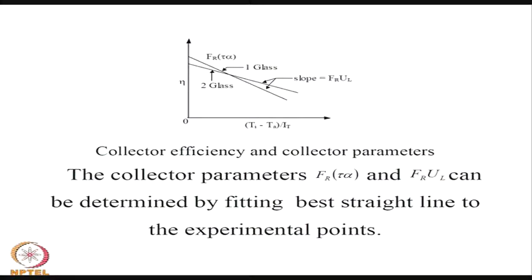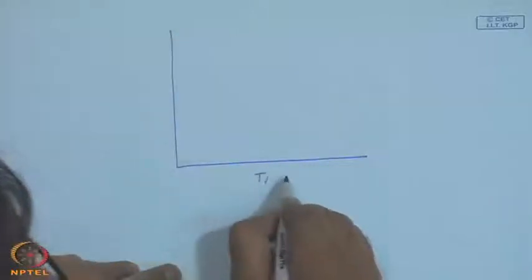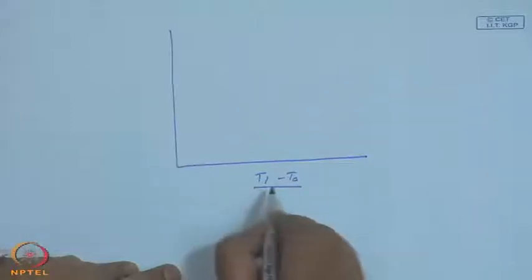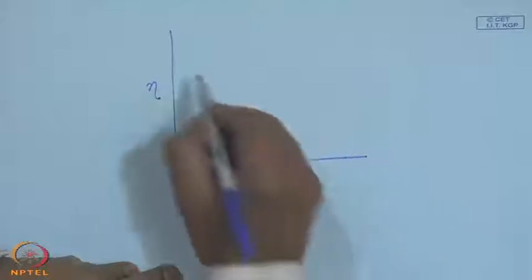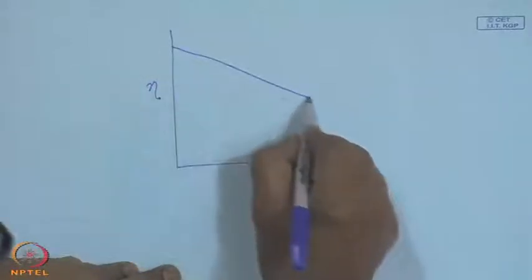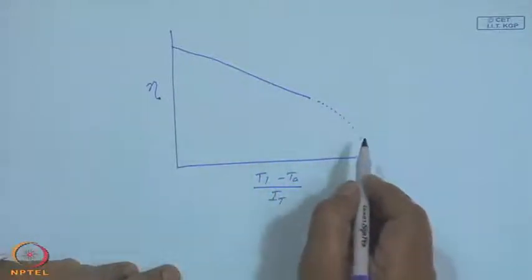Before we go to the next topic on mean temperatures, I shall continue and complete what little bit has been left out about the experimental method to determine the efficiency of the solar collectors. We found that the efficiency varies linearly with the parameter Ti minus Ta upon It, and you will have a best straight line fit, and beyond this point it may be nonlinear, decreasing quickly.